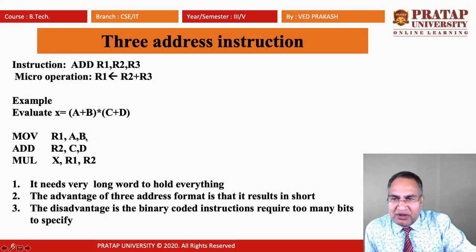So the contents of memory locations A and B are stored one by one in register R1. Another is add R2, C, D. So the contents of memory locations C and D are added and then placed in register R2. And similarly, we use the three address instruction for multiplication, which is denoted by MUL X, R1, R2. It denotes that the multiplication of R1 and R2 is performed and the result is transferred to X.